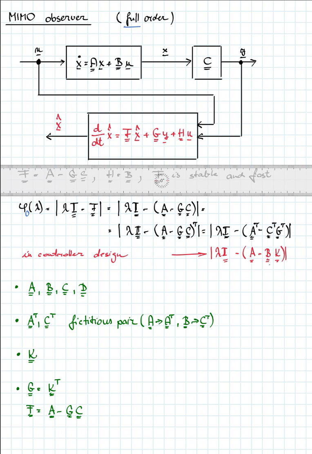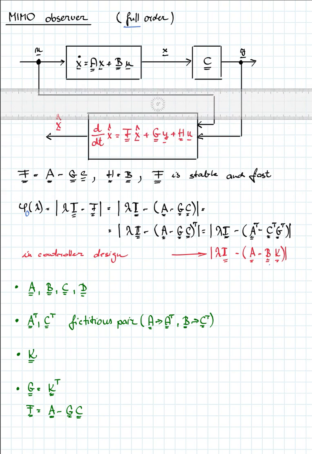This is the block diagram, which is well known from the SISO systems, and the upper part contains the system which we would like to observe in this case. It has got the input vector u, the output vector y, and the state vector x, which we have to use because we are working on a state feedback system. So we have to use the vector x.